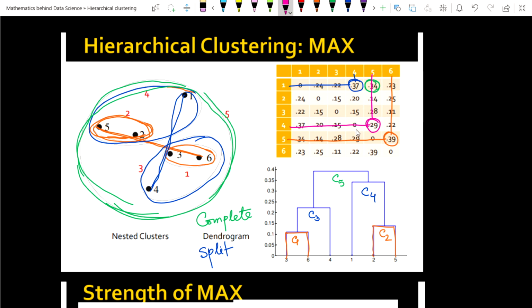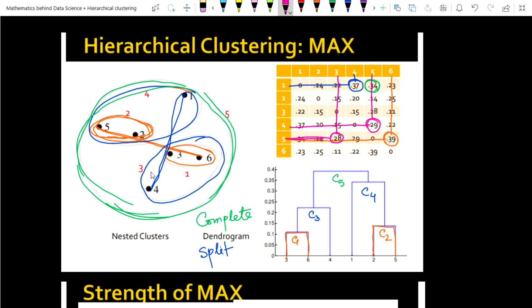Now the next largest value after 2 9 is 2 8, which means 5 and 3. So this will make one cluster, and this will make another. We have to first take the complete one, and based on this value, we have to split the complete one and make smaller ones.